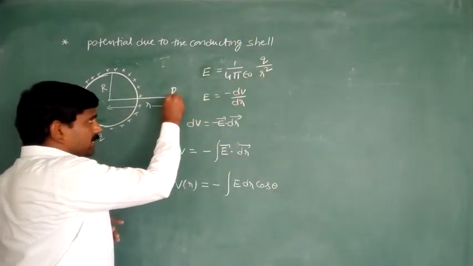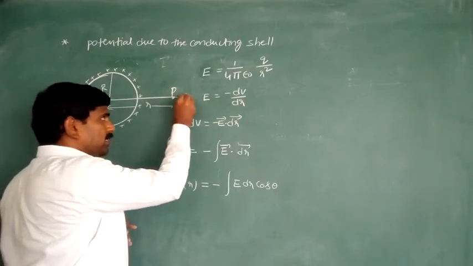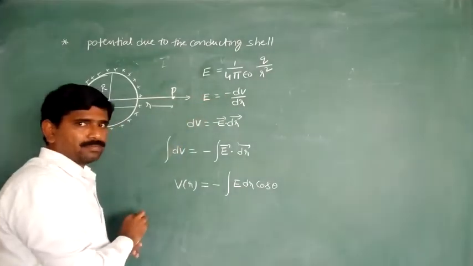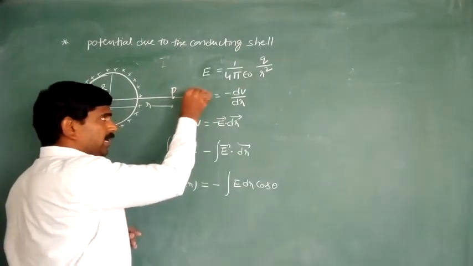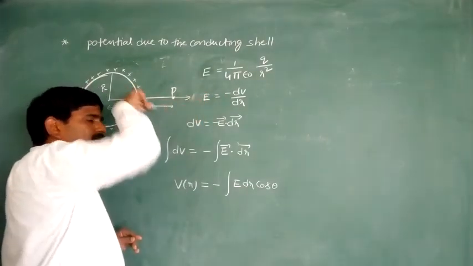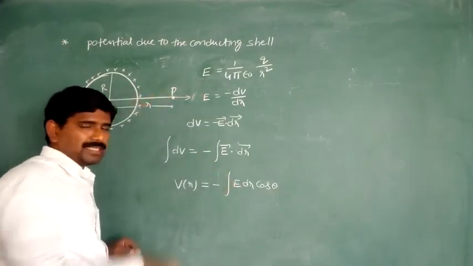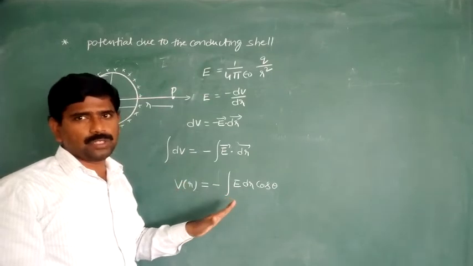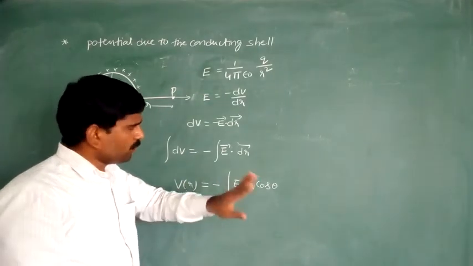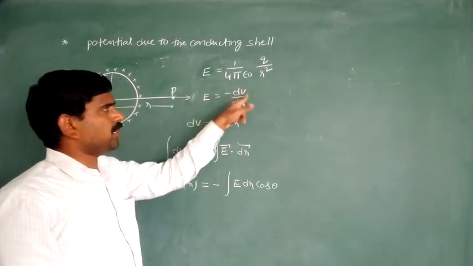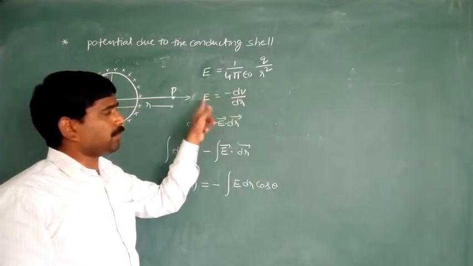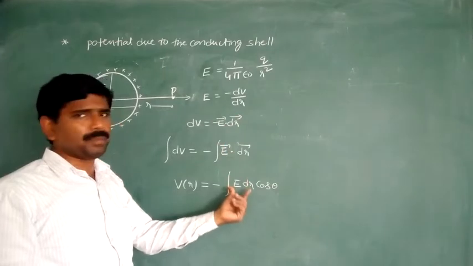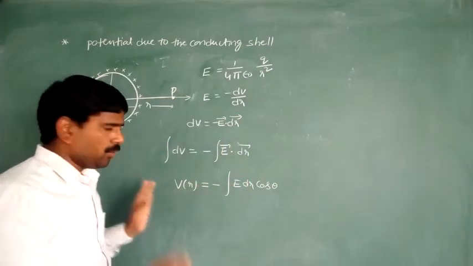Here, electric field is in this direction, and the distance dr is also in the same direction. So the angle between them becomes 0. Or if you write it directly, dV is equal to minus E into dr. You are getting the same expression. Okay, remember this one.